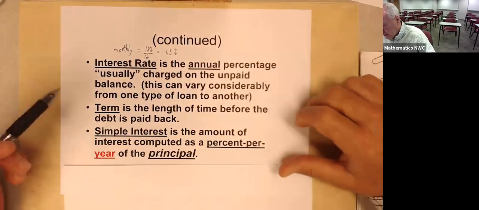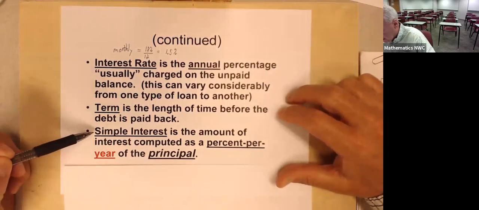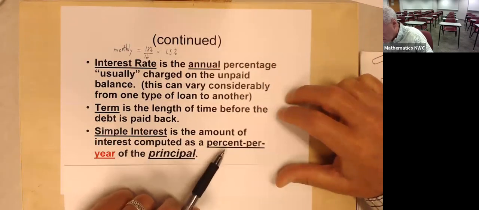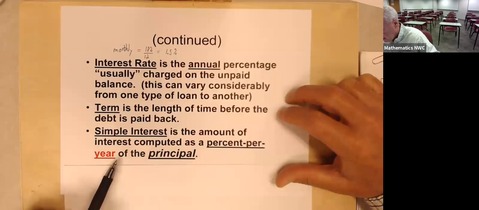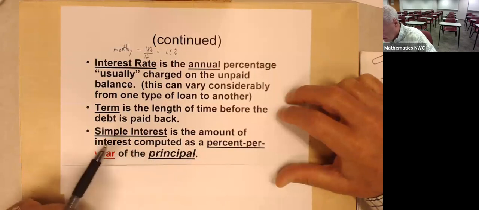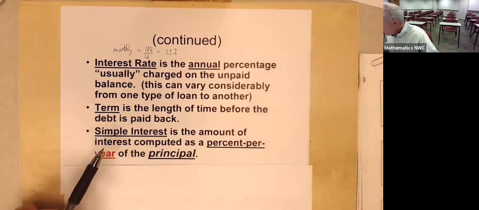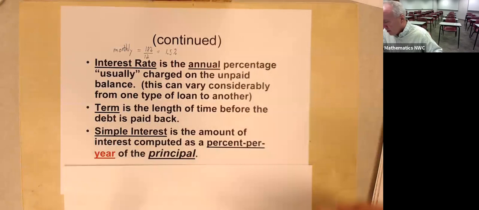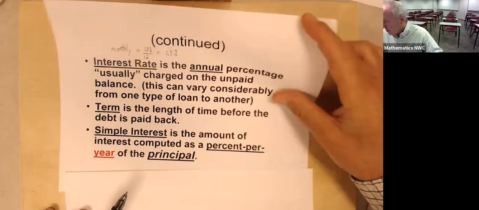Simple interest, it's the most basic of all the types of interest. Simple interest is the amount of interest computed as a percent per year of the original principal, original amount. Okay, so we're going to start looking at some problems dealing with simple interest.